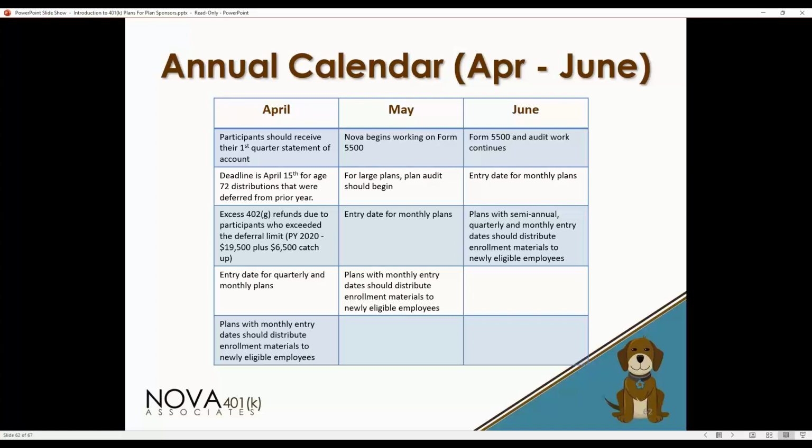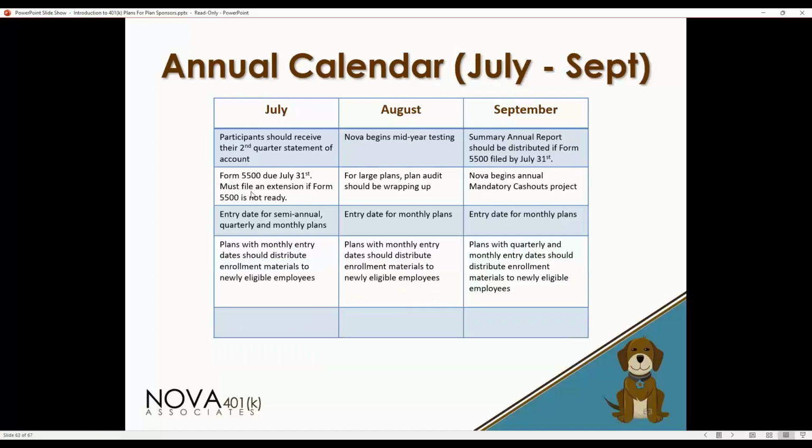In May and June, NOVA is going to be working on the form 5500. So again, we're going to finish your compliance testing first, and then we're going to move over to the 5500 that's due each year. And the due date for the 5500 is going to be July 31st. So we'll need to get the compliance testing and the 5500 completed and filed. And if we have all of the data that we need, we will provide that 5500 to you by June 30th to give you a full 30 days in order to review that 5500 and electronically file it.